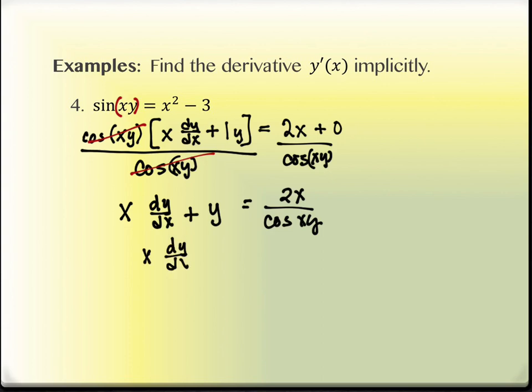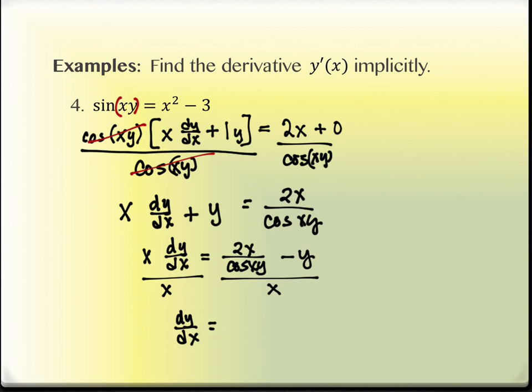So we've got x dy dx equals 2x over cosine xy minus y. Then what would I do? I would divide by x. Does anybody see the price that we're going to have to pay? I have a fraction inside of a fraction, right? I've got this little fraction, 2x over cosine xy on top, and it's over another denominator, x. And I can't leave it that way. It's not a big, hairy, horrible thing to deal with, but we cannot leave it like that.